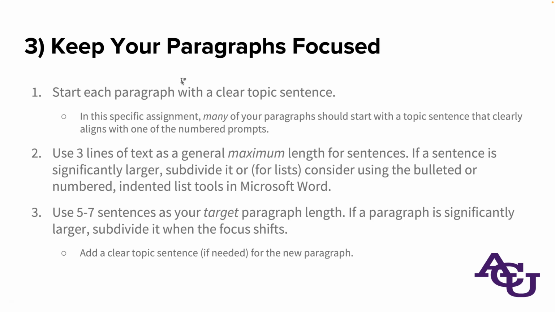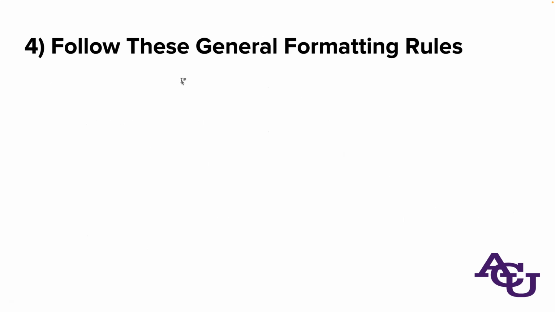And for each paragraph, we want to aim for a target of 5 to 7 sentences in length. Occasionally you'll have longer, occasionally you'll have shorter, but generally 5 to 7 is a good target for a focused discussion of something. And if you have a much longer one, you want to start a new paragraph, making sure that that new paragraph has its own topic sentence.